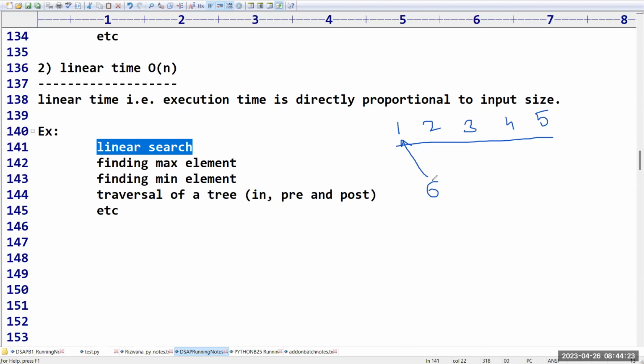Right. So I'm going to search for the element 6 with the first element. Is this element available? No, right? Then I search for 6 with 2. Is the search successful? No. Then we have to search for 6 with 3. Is this element available? No. Can we search with the fourth? Is the data matched? No. Then I am going to search with 5.